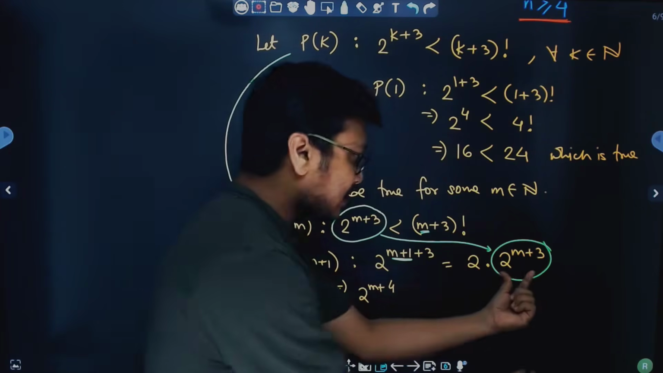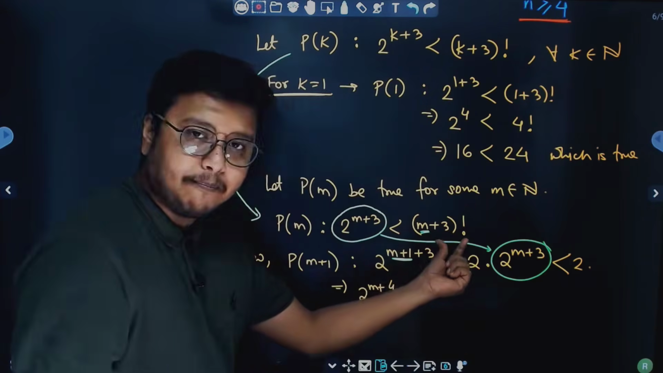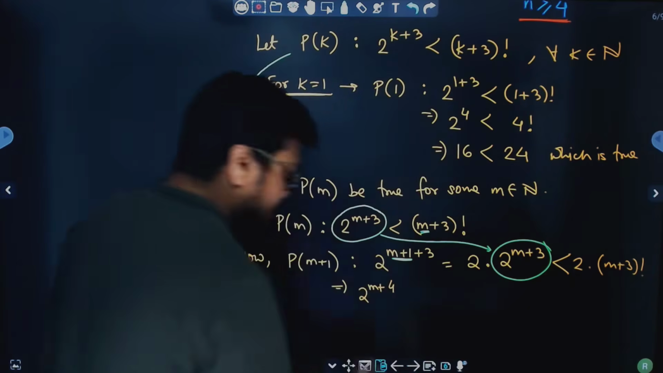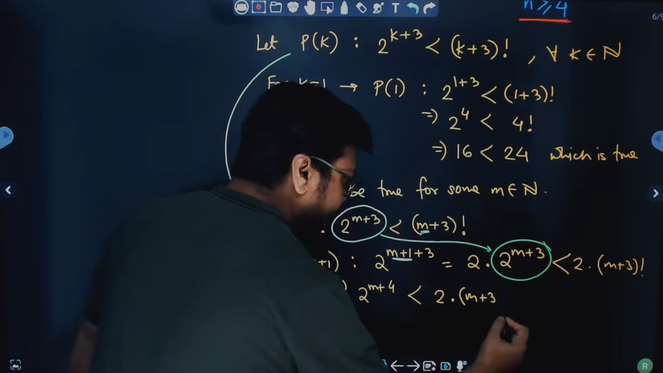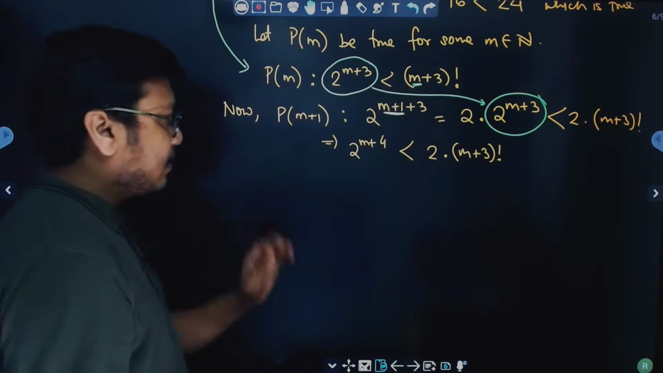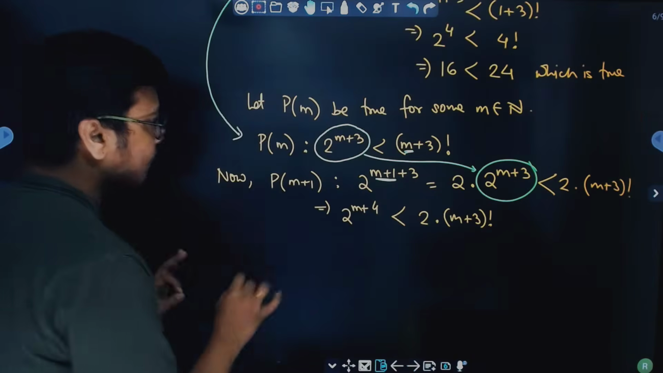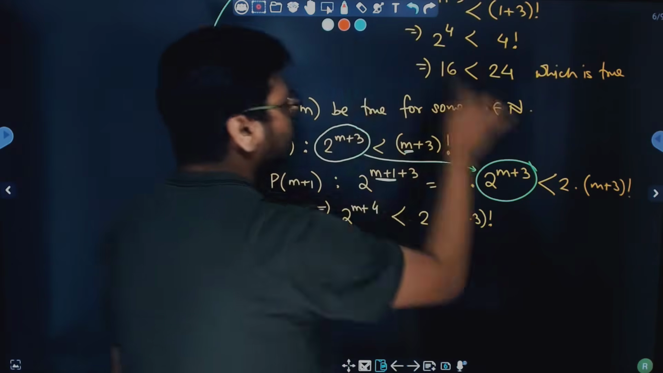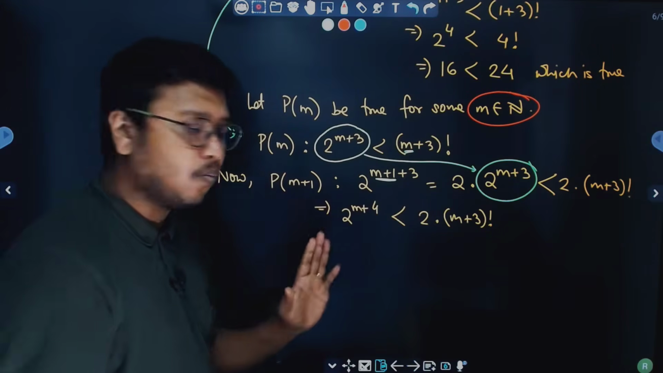So this is ultimately less than 2 times, instead of 2m plus 3, I can write m plus 3 factorial. 2 times m plus 3 factorial. So I have 2m plus 4 is less than 2 times m plus 3 factorial. Okay. Now, what is the minimum value of m here? See, the minimum value of m can be 1 because m belongs to natural numbers, right? So the minimum value of m can be 1.